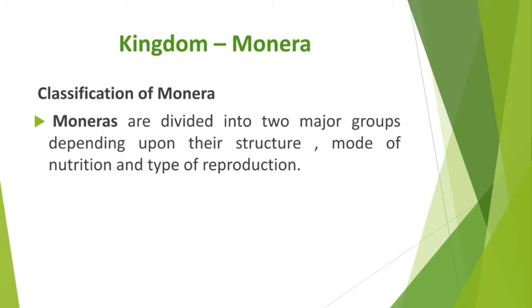Monera are divided into two major groups depending upon their structure, mode of nutrition and type of reproduction. So my dear student, the basis of classification of Monera are their structure, then mode of nutrition and type of reproduction. Depending on these, the kingdom Monera is mainly divided into two major groups.